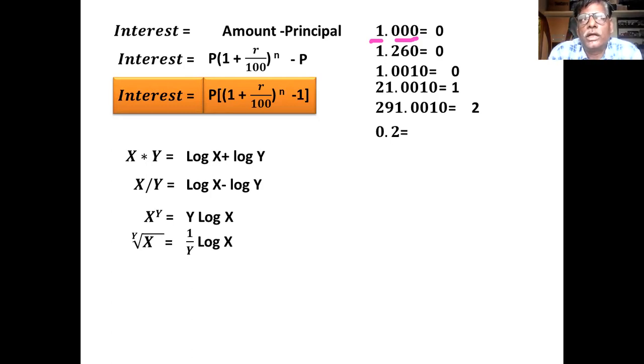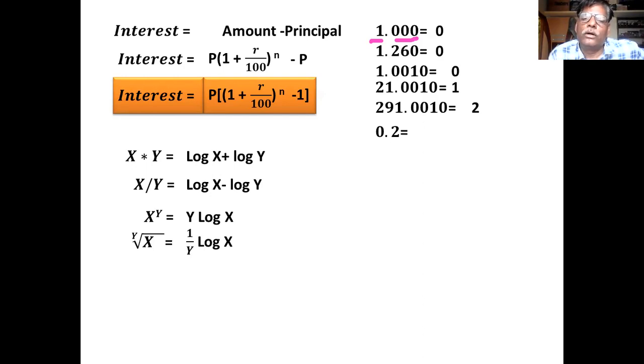How to see the characteristic? Remember, once again I am telling you, before the decimal point, if there are digits, you count the digits and reduce by 1. Whatever answer comes, that is the characteristic, if there are numbers before the decimal point.